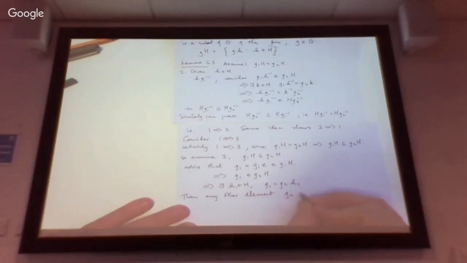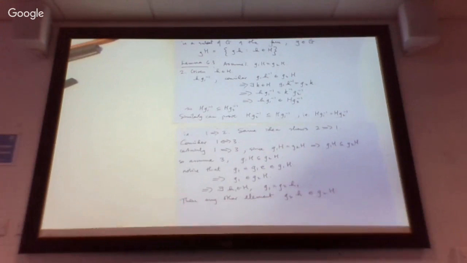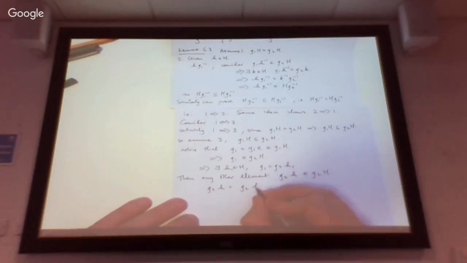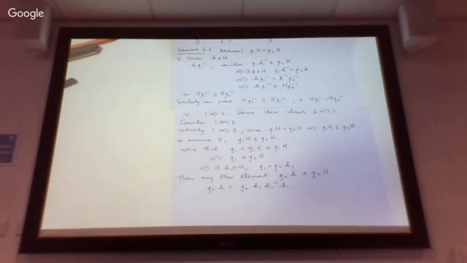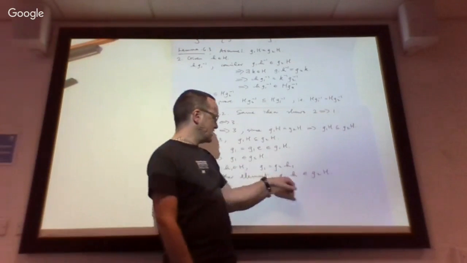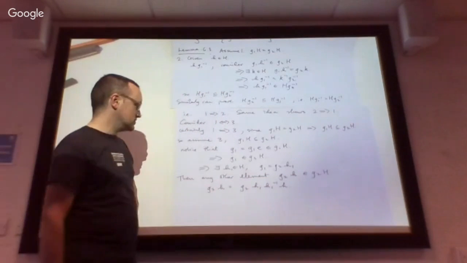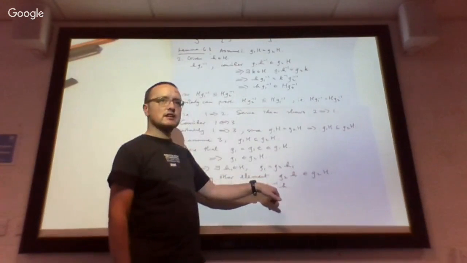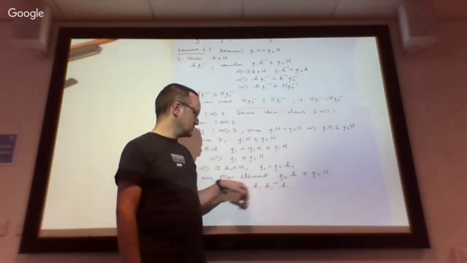Then for any other element G2H of the left coset, we can do this kind of trick. We can say that G2 times little h is equal to G2 times h1 times h1 inverse times h. So now I'm taking a general element of the left coset corresponding to G2, which will be G2 times a little h. I'm introducing h1 inverse in the middle, so I'm not changing the element, because that's the identity.